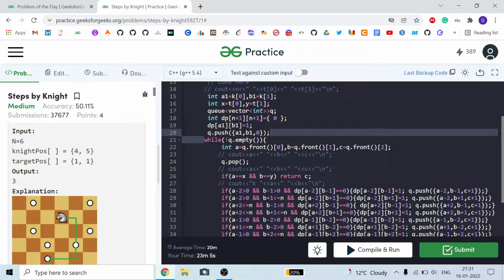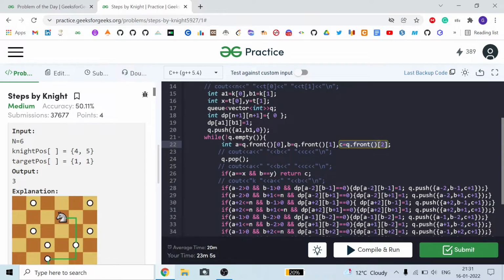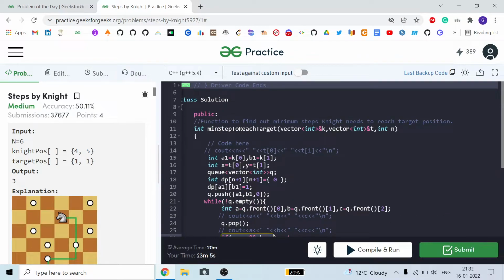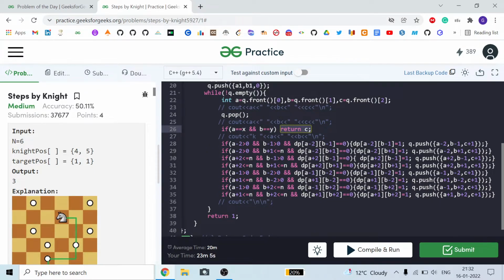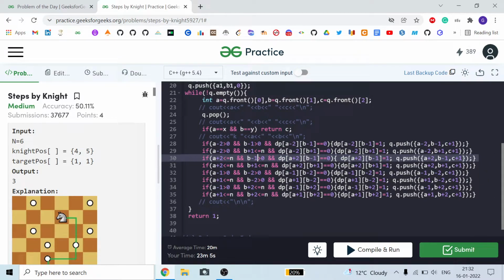We run a while loop while q is not empty, and we store the first coordinate in A, the second coordinate in B, and the number of steps taken to reach this coordinate in C. Then we just do q dot pop, removing that coordinate element from our q. And if a is equal to x and b is equal to y, it means we have reached the target coordinate, then we just return C.